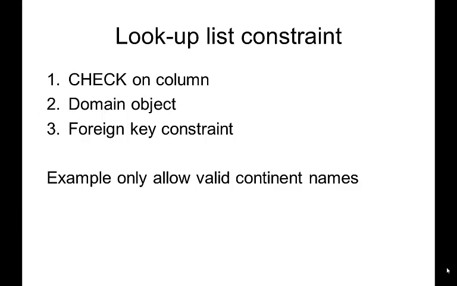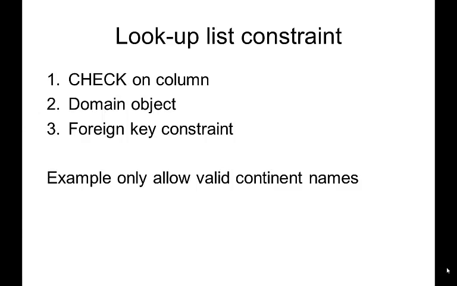Lookup list constraints. This is where you've got a list of items, something like a list of countries, a list of postcodes, a list of anything that are valid entries into a field. And this is, again, an example of where you've got a choice in how you implement a lookup list constraint in your database system, in your physical implementation. There are 3 ways of doing the same thing. One is to put a constraint on the column.